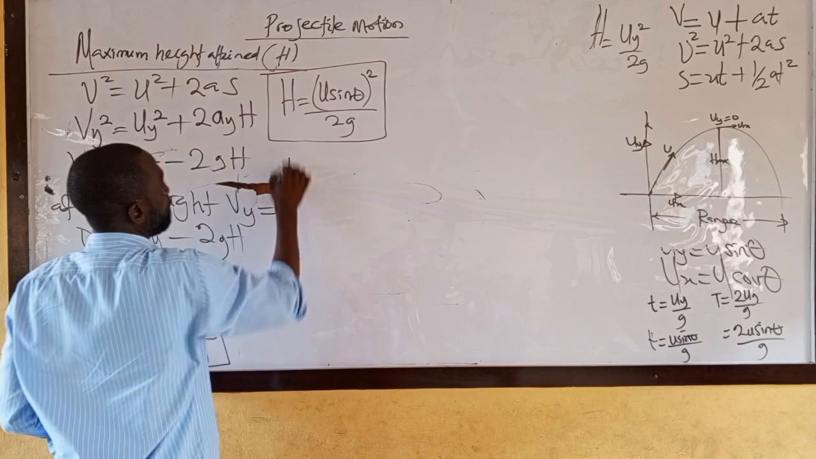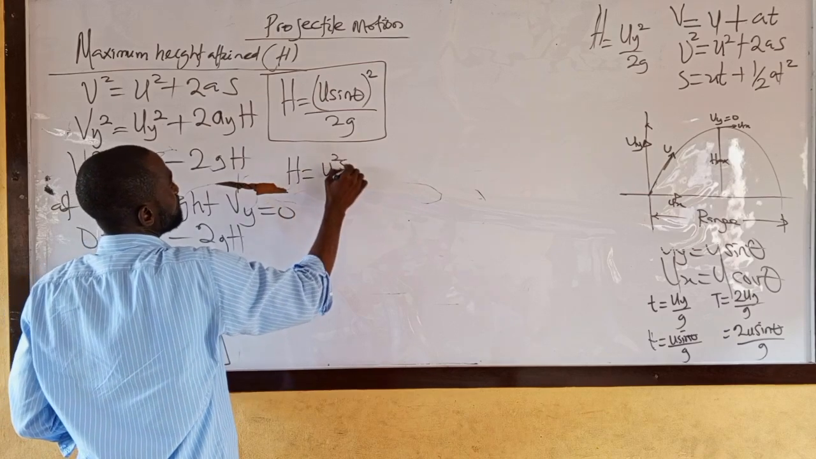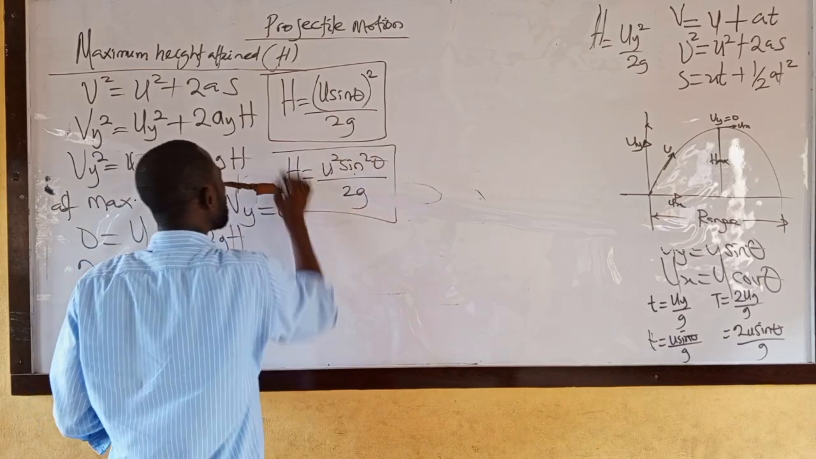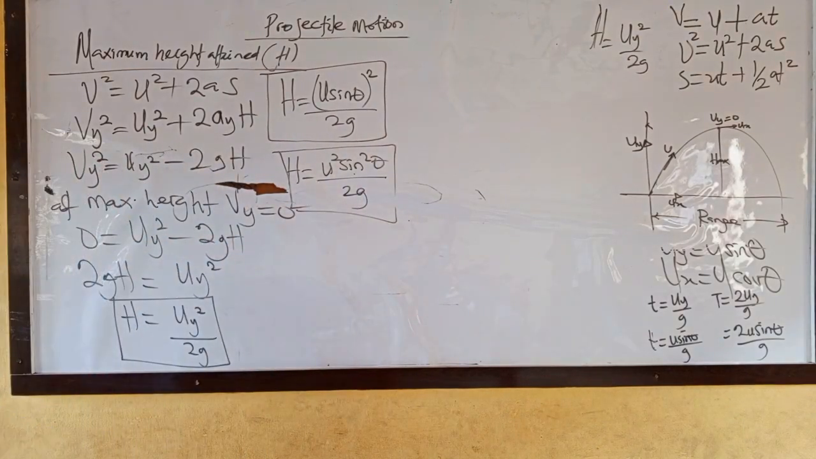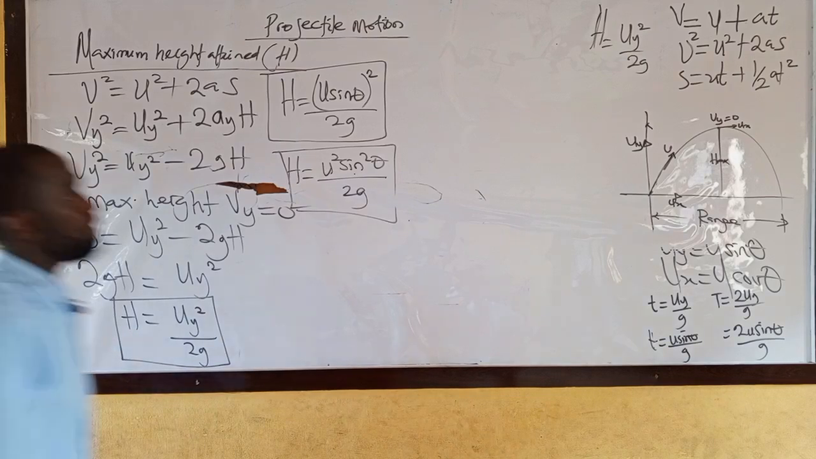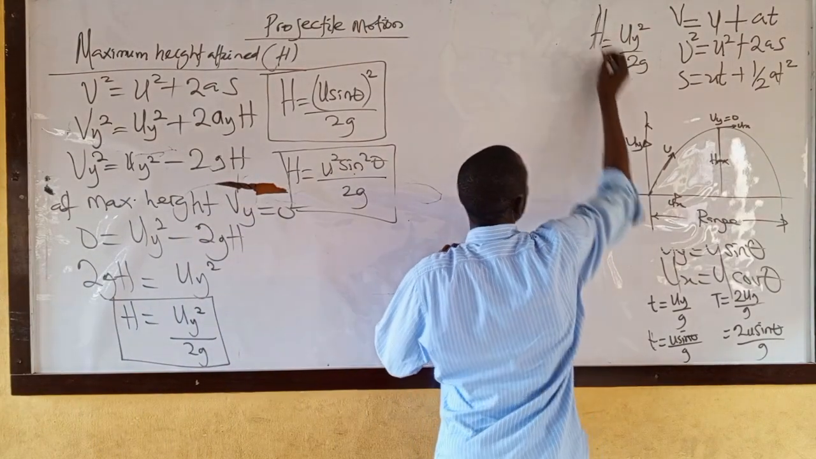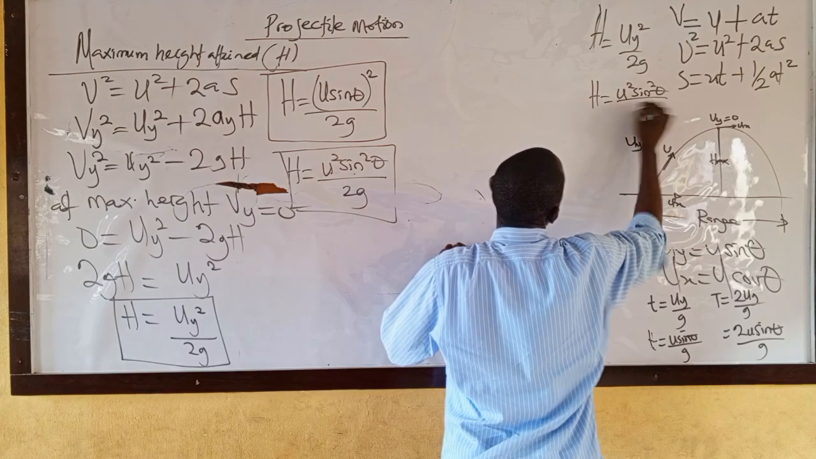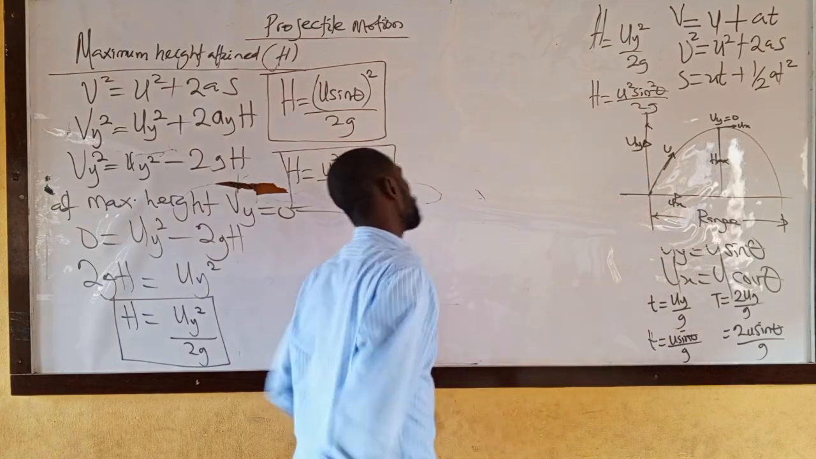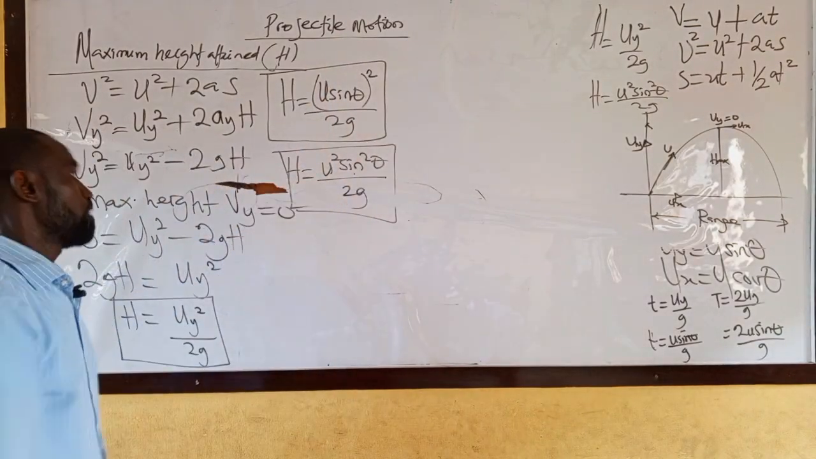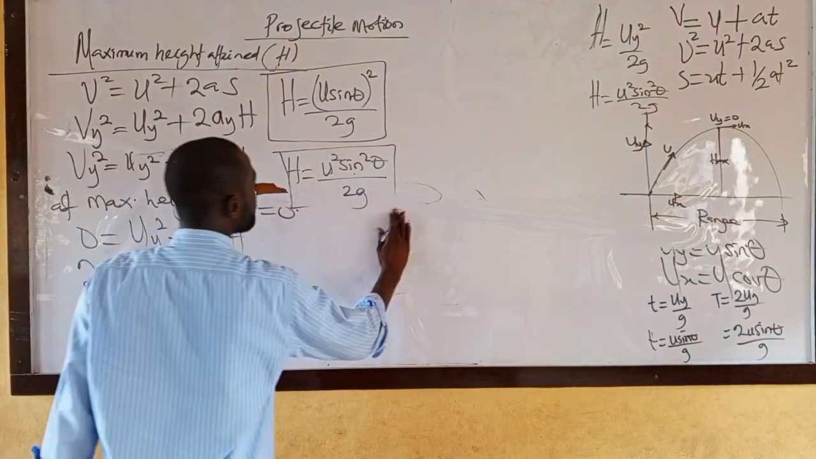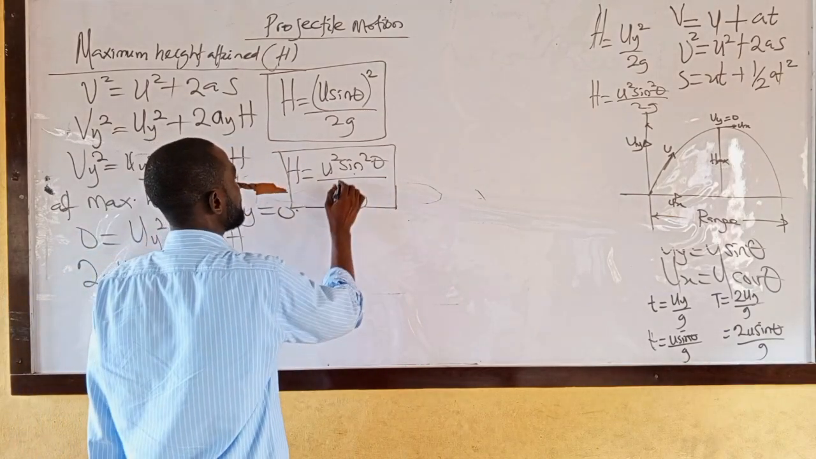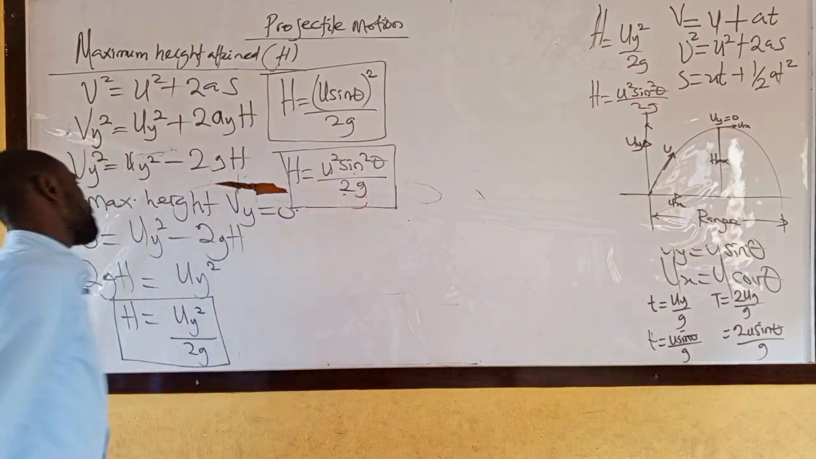I open this bracket: u squared sin squared theta all over 2g. I can use any of these three formulas to get the maximum height attained. So our maximum height, h, equals u squared sin squared theta all over 2g, or (u sin theta) all squared all over 2g. All these formulas in log form are very important.